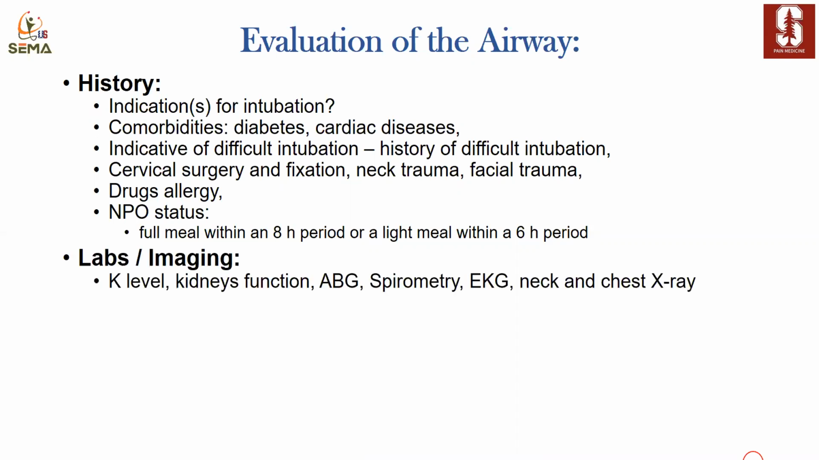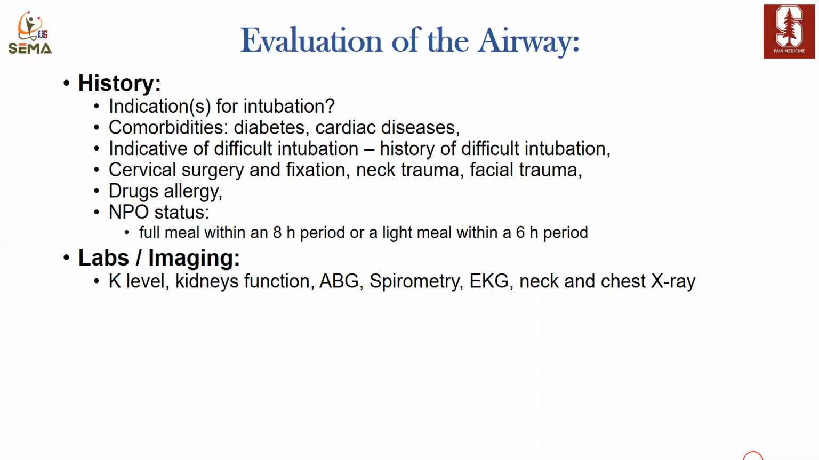While you're looking at the chart, while you're looking at the labs, don't forget to look at the potassium level, especially if you want to use succinylcholine. Look at the platelets, make sure the patient doesn't have any bleeding disorders. Coagulation profile, look at the kidney function so you know what to use and what to avoid. If there is an ABG, if there is an EKG, look for any arrhythmias.